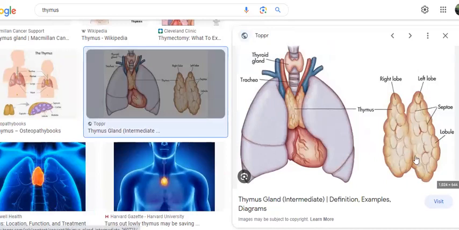Here is the thymus, which is attached here. This is the thyroid gland. This is the vena cava, superior vena cava, and aorta. Okay, this is the heart. So this is the lungs. So this is attached to the upper lobe of the lungs. Okay. So let's talk about thymus.